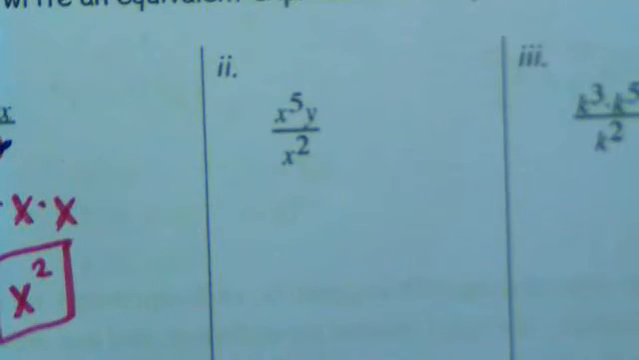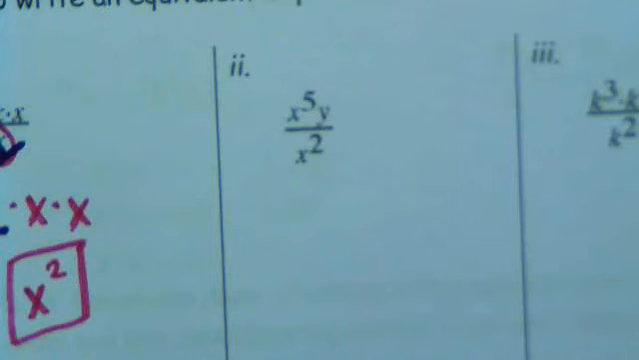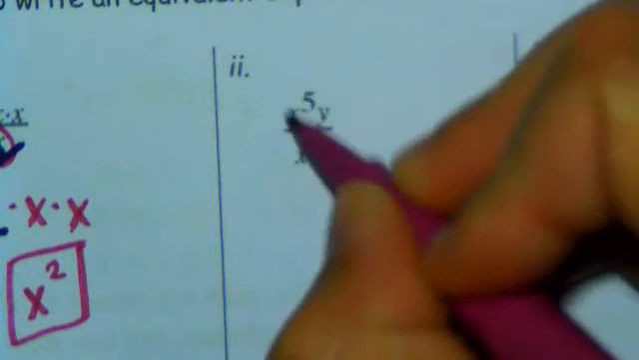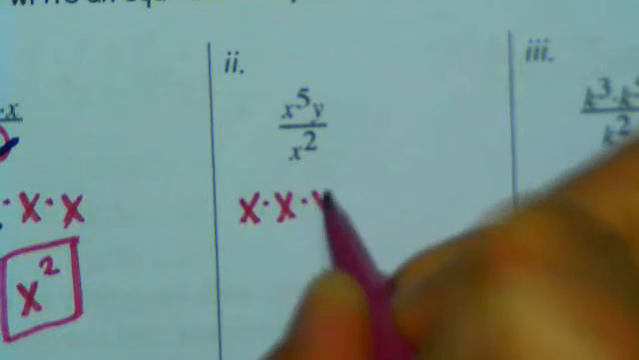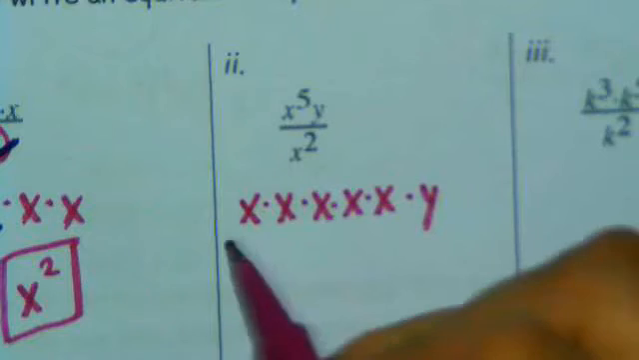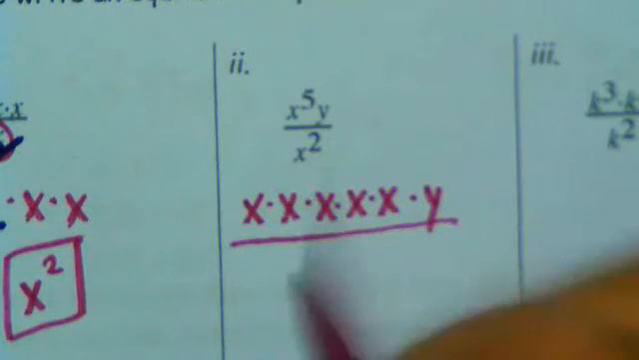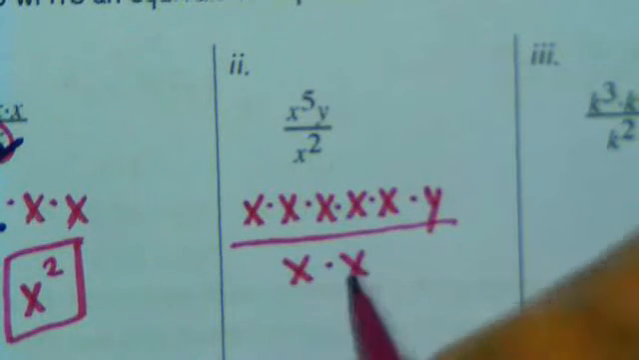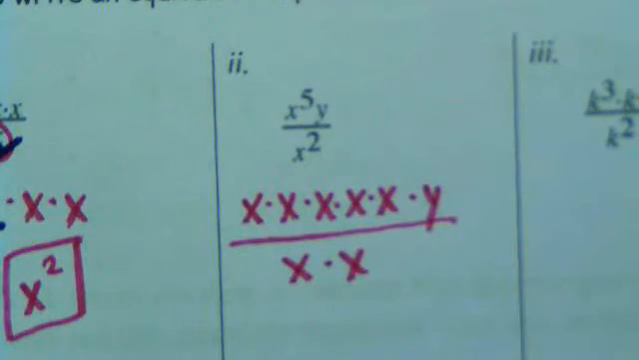So let's do II. The first thing we're going to do is expand it out. So in the numerator, the top, I have this x to the 5th, so I'm going to expand that out. X, x, x, x, x, and I still have that y. And then in the denominator, I have x squared, which means I have x times x. Now, you have to find those magic 1s.